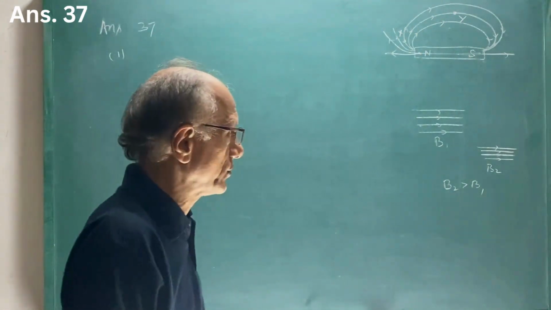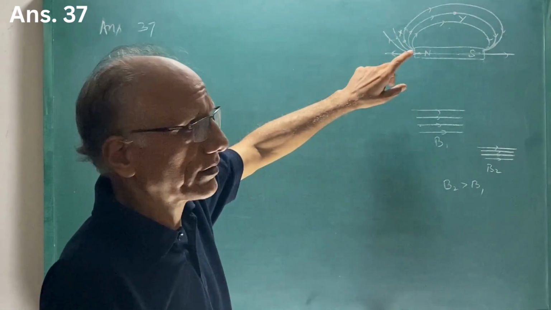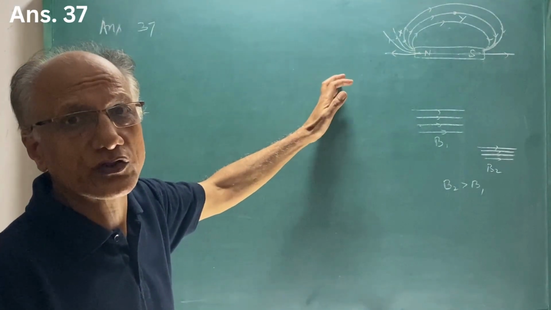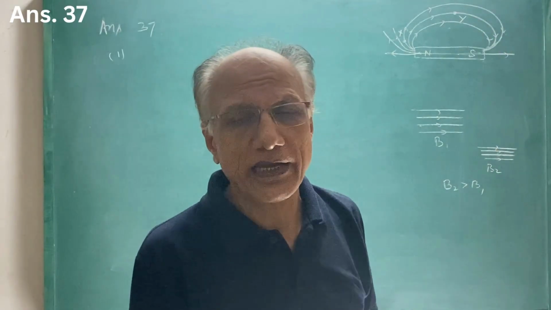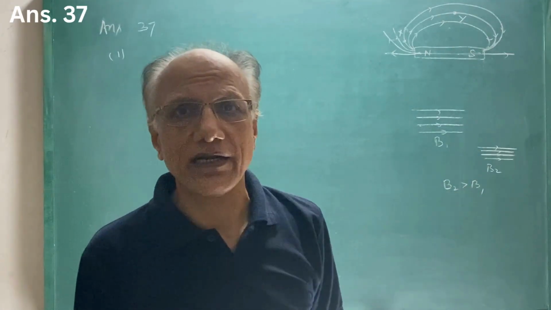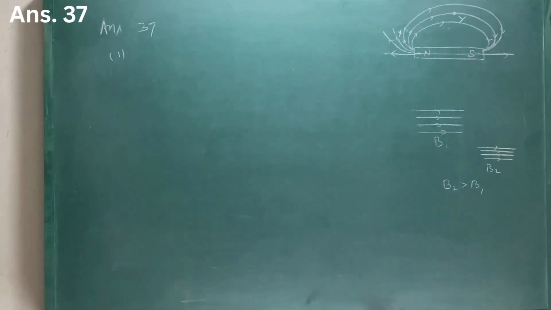Here you can also see that the more the concentration of the magnetic lines of force, the stronger is the magnetic field, and the less the concentration of the magnetic lines of force in any region, the weaker is the magnetic field at that region. So I think it's clear.